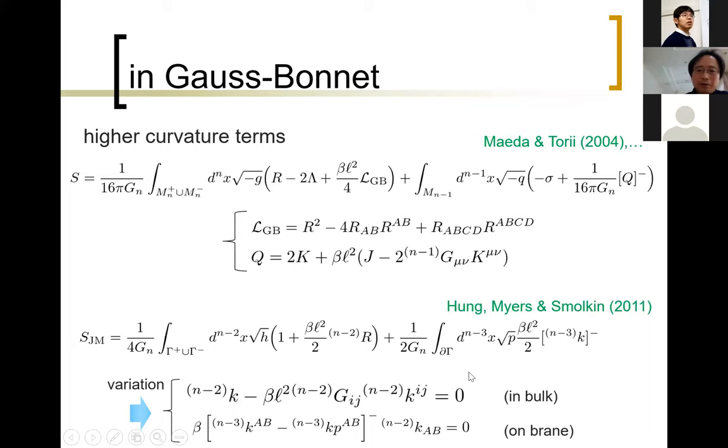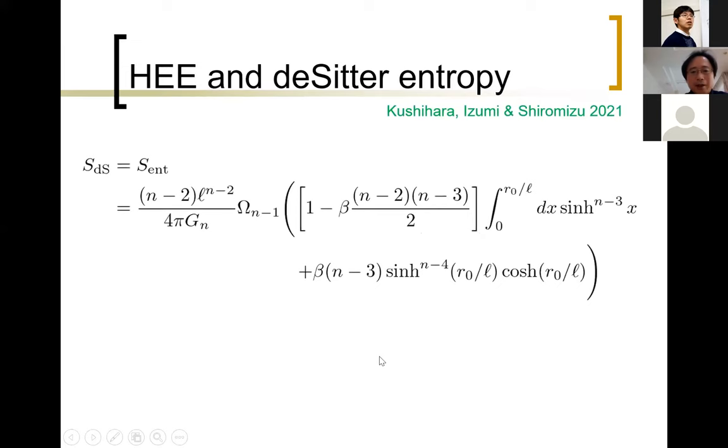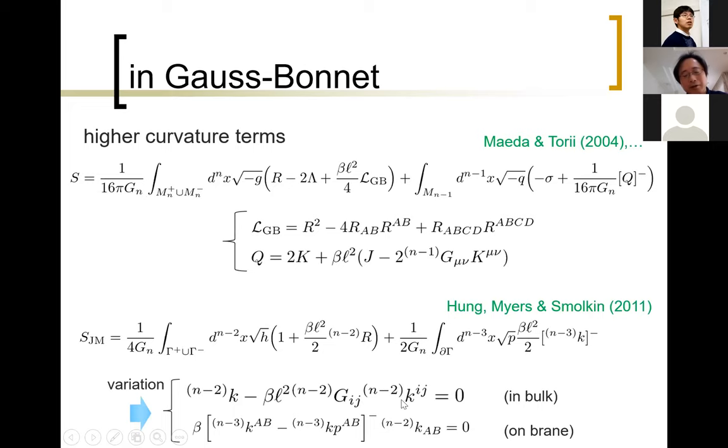However, for the deSitter braneworld case, by virtue of the high symmetry, we can see, for example, this n minus two dimensional Einstein tensor is proportional to the metric. As a consequence, this equation gives you just the same equation as the Liu-Takayanagi formula for Einstein gravity.